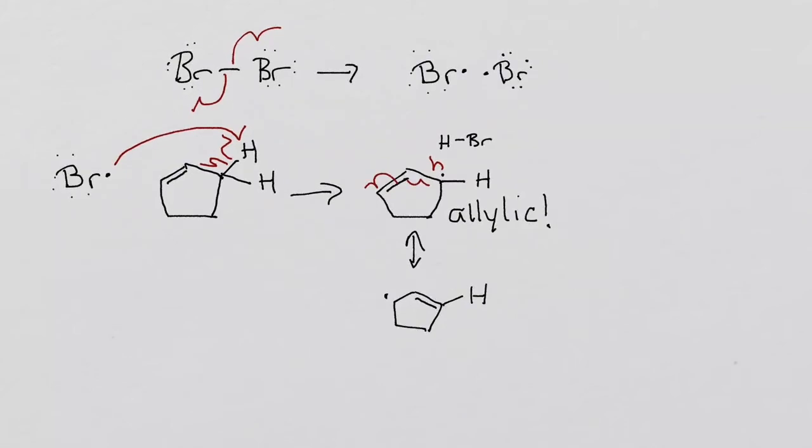Okay, so now that we've formed this radical, we can go on to our next step. Recall this first step here is an initiation step because we're going from a non-radical species to radicals. This next step that we drew, where the bromine radical reacts with the cyclopentene, is a propagation step because we're going through a reaction step where we start with some radicals and we also finish up with some radicals.